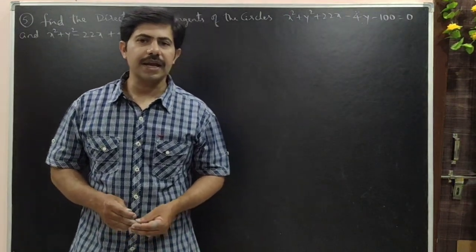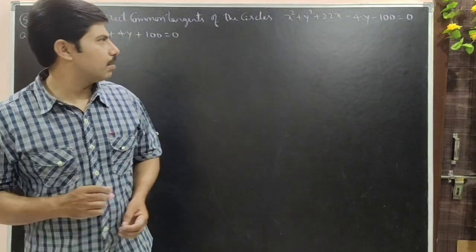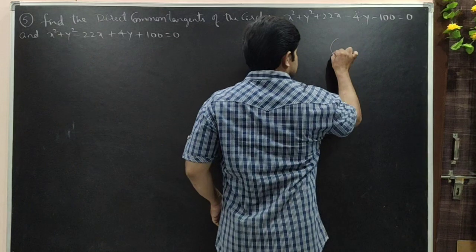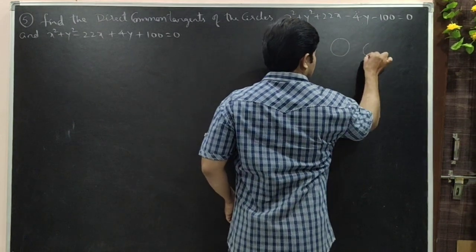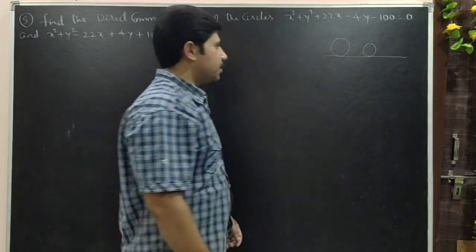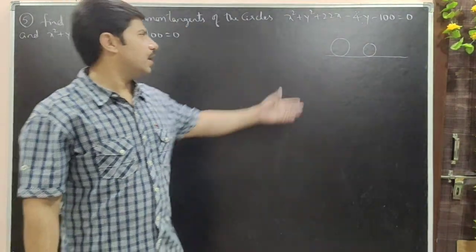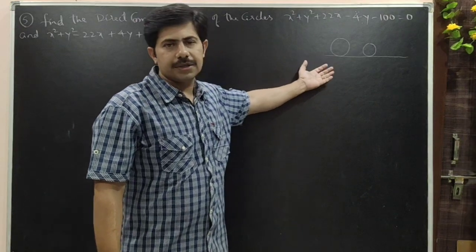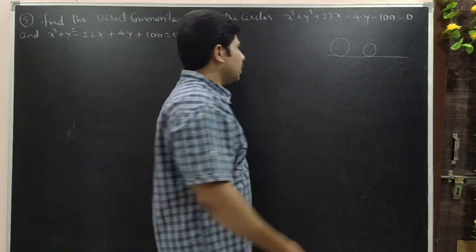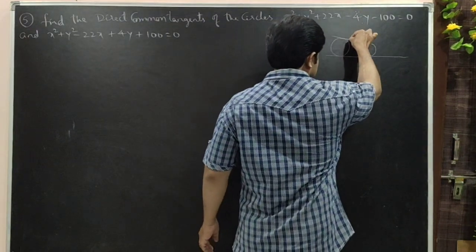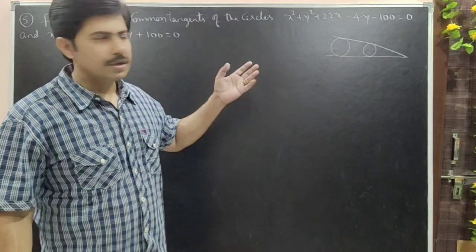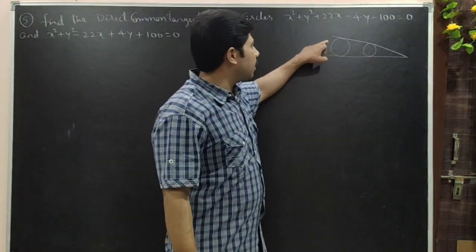So what is a direct common tangent? If two circles lie on the same side of a tangent, then the tangent is a direct common tangent. So here this line is called a direct common tangent. The reason is two circles are on the same side of the tangent. See, we can draw one more direct common tangent in this case, right? So this is one more direct common tangent. Now we need to find out these two direct common tangents.